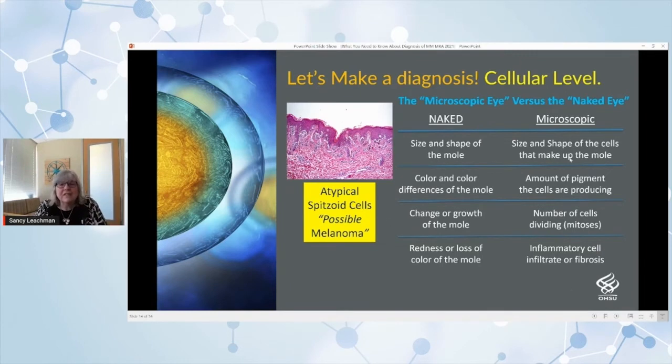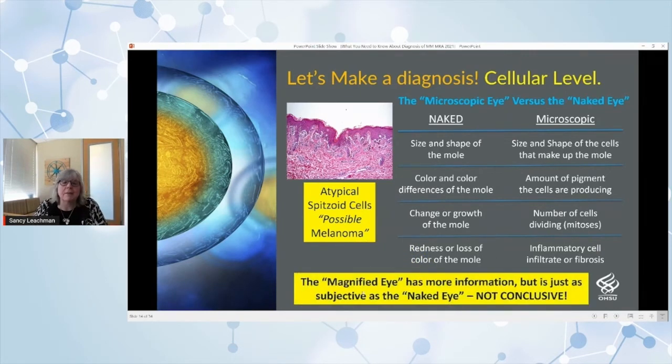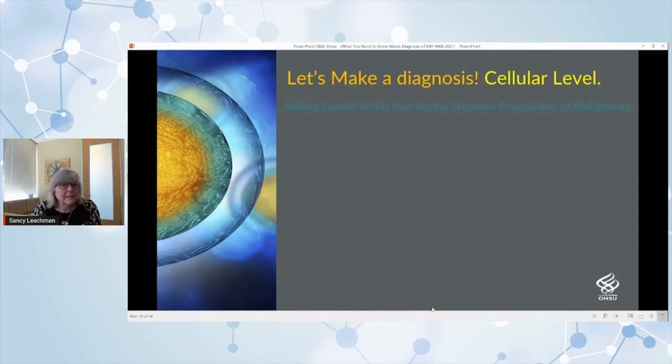Even if this doesn't all make that much sense to you, the bottom line is that the magnified eye has more information, but it is actually just as subjective as the naked eye. That's why there is so much discrepancy from one pathologist to another, just like there is from one provider to another, about what is in that indeterminate area. So let's keep going.